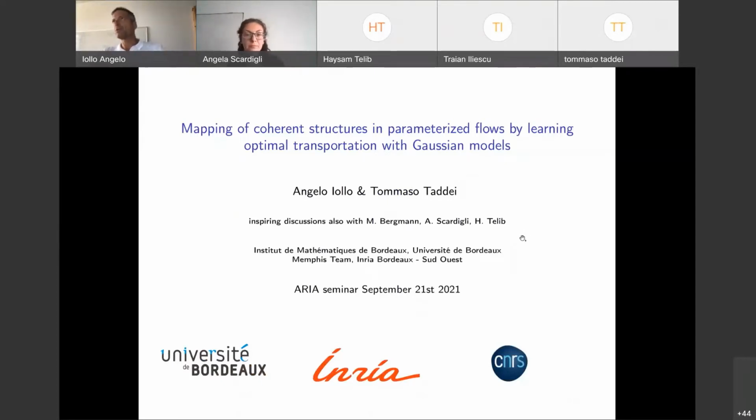Thanks for letting me explain a little bit this part of the work we are conducting with the friends and colleagues from ARIA. First of all, the work is in collaboration with Tommaso, and in some sense it's a prolongation of what he explained. The work came out of many different discussions with our colleagues, in particular with Michel Bergman, Angelo Iollo, which I would like to acknowledge here, and of course Haitham Telibi.